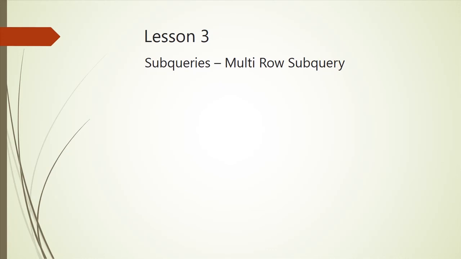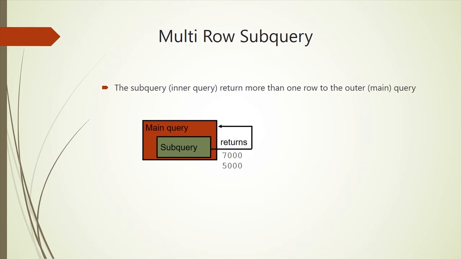Hello everyone and welcome to chapter 9 lesson 3, multi-row subquery. In the previous lesson we learned about single row subquery, where the subquery returns only one row to the main query. Multi-row subquery is a subquery that returns multiple rows to the outer or main query.